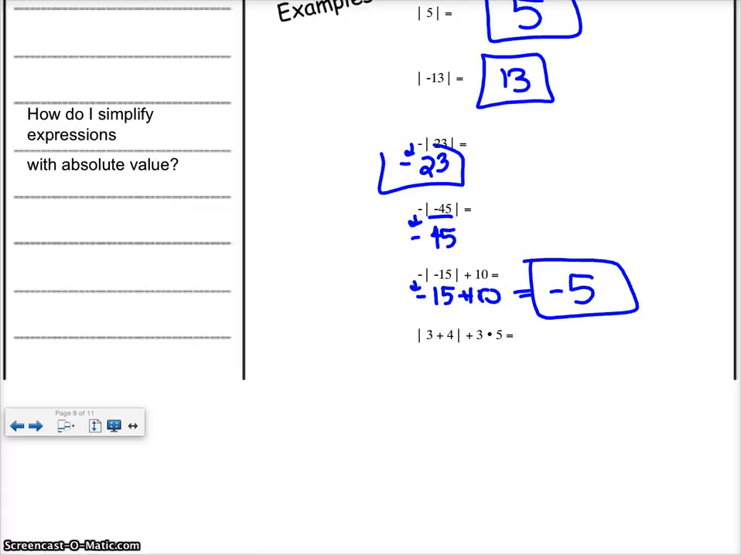All right, this turns into the absolute value of 7 plus 15. Analyze where I got those numbers. 3 plus 4 is 7. 3 times 5 is 15. Order of operation. 22. How far away is 7 from 0? 7. 7 plus 15. 22.